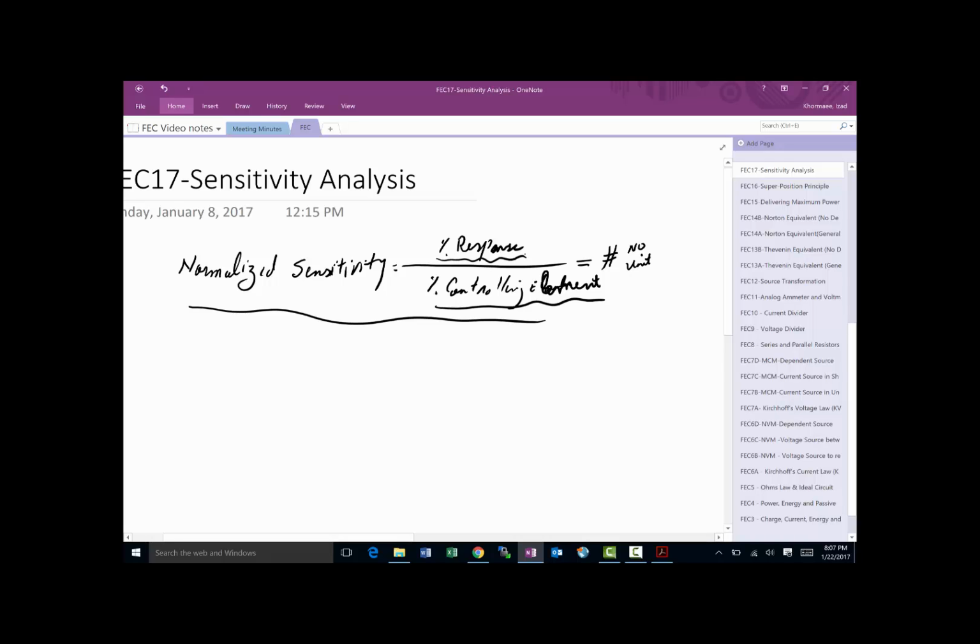And the result is usually just a number, with no unit. It's just correlating a 1% change in your controlling element to how many percent change you're going to have in your response, which is the response that you're looking for.